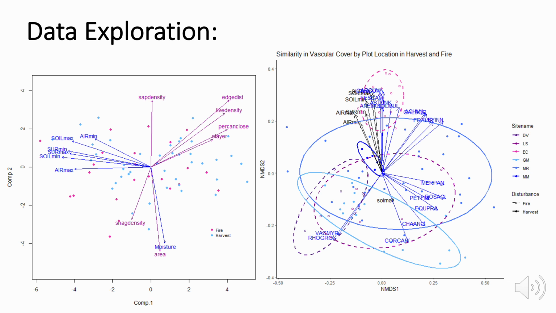So I started by doing some data exploration. On the left here, we see a PCA showing forest structure variables in purple and our blue microclimate variables as the response variables. And we can see that a lot of those microclimate variables are aligned along component 1. And some of our predictor variables, edge distance, live tree density, percent canopy closure, and organic layer depth, are also aligned on that component. So we expect those to be correlated.